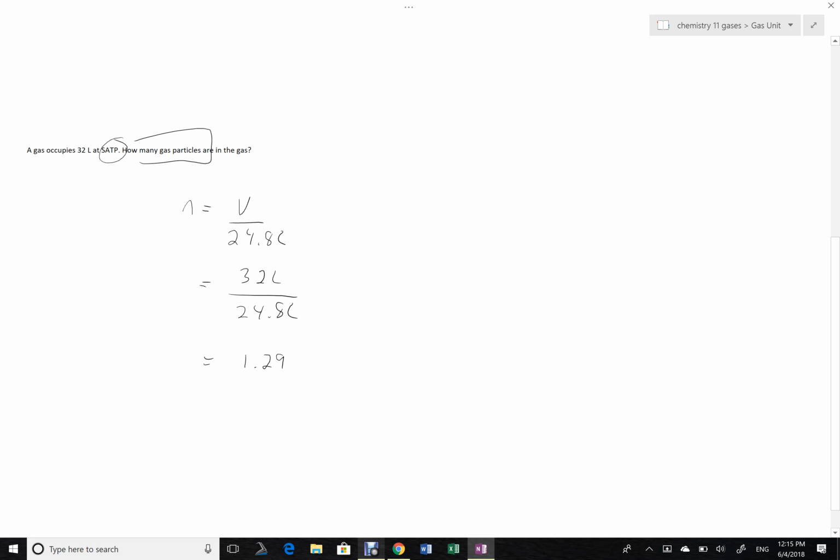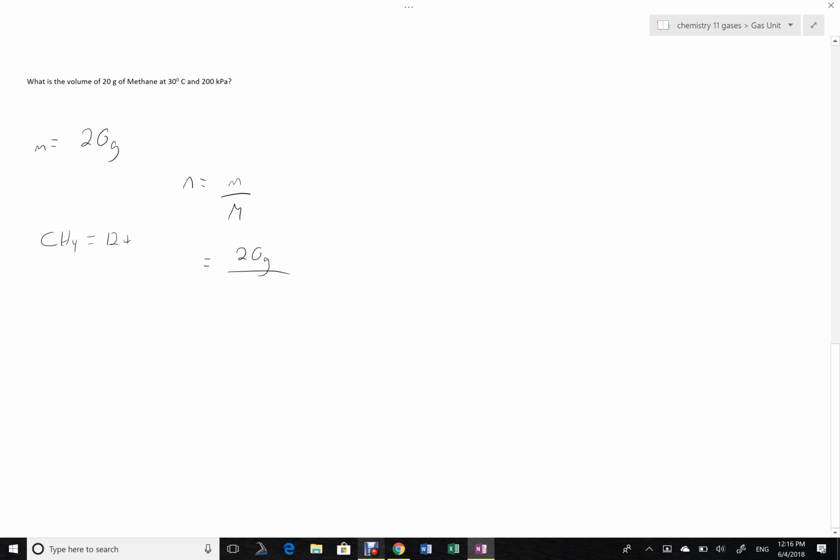So it asks for the actual number of particles. So I can use my Avogadro's relationship, that moles is equal to my number of particles divided by Avogadro's number. 1.29 is equal to the number of particles divided by 6.02 times 10 to the 23. And so my number of particles works out to be 7.77 times 10 to the 23 particles.